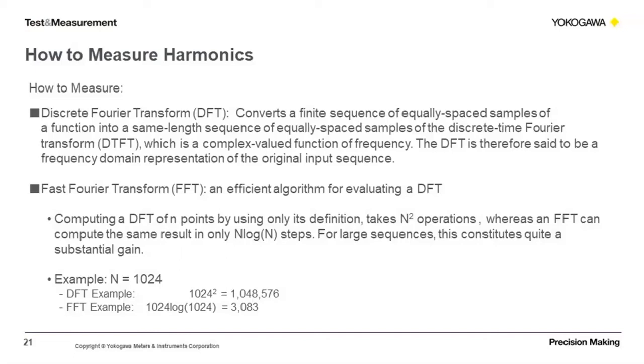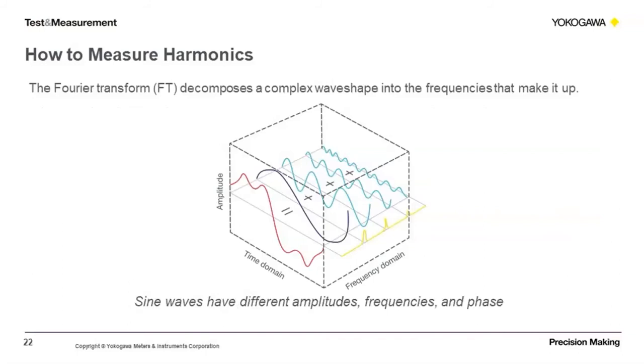For example, with a sequence of 1024 samples, a DFT will process 1024 points squared, resulting in over 1 million points to process. An FFT computes the same results in n log n steps, resulting in only 3,000 points, significantly reducing the time for computing. Fourier stated a complex waveform could be understood and mathematically defined as a composite of a fundamental frequency sine wave with other sine waves in multiples of that frequency. These waves are called harmonics.